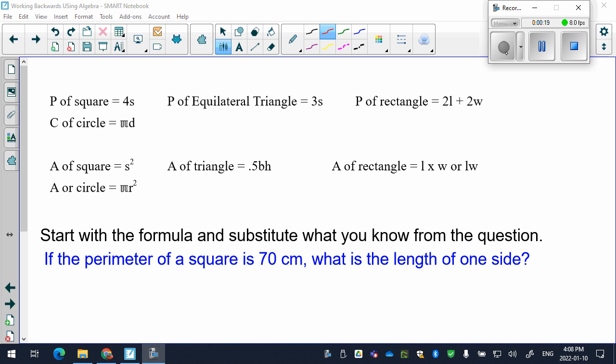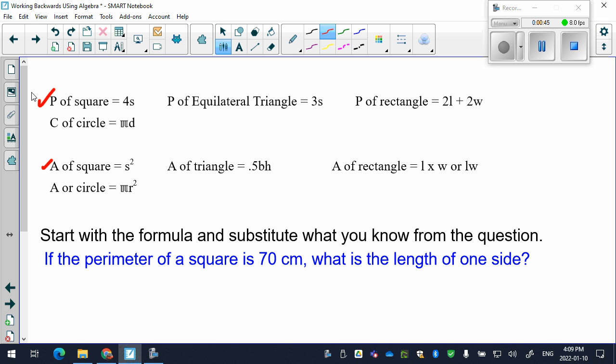So at the top of the sheet are all the formulas, and you have all the formulas in your notebook. We're missing maybe the area and perimeter of a parallelogram, and nothing too important because most of our work will be circles and the rest is review. But anyhow, here's how we're doing it. So these are the formulas here, and the question is down here.